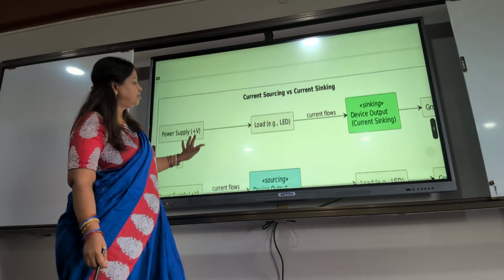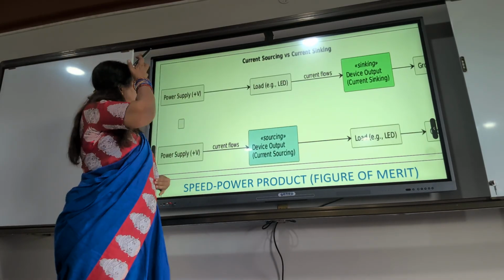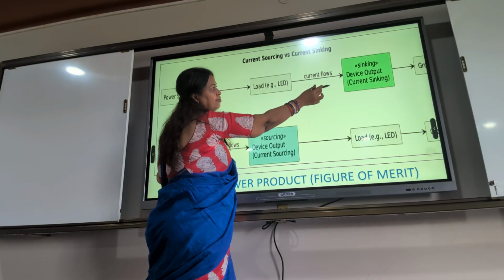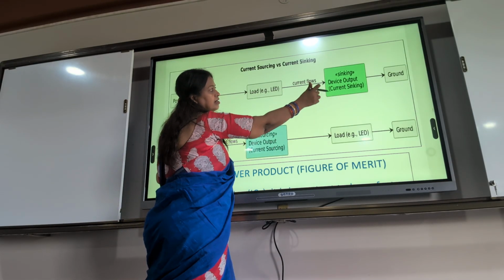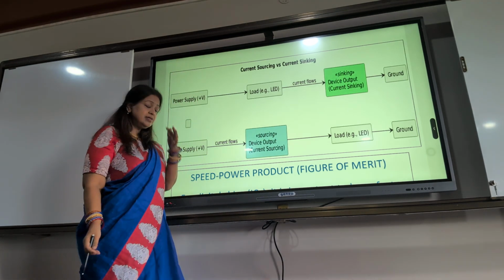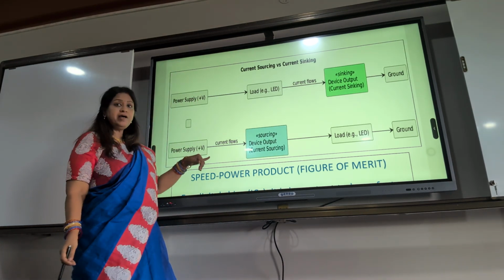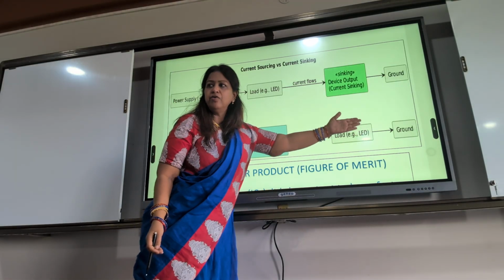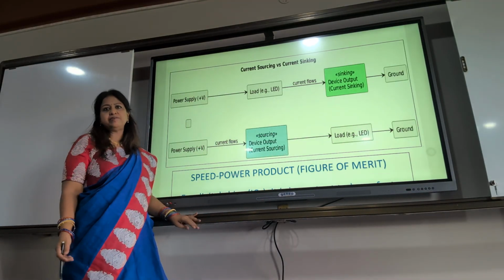So this is what is shown here. Power supply to the load, current flows into the device, then to the ground, is called as current sinking. Power supply, current flows into the device, then to the load and to the ground, is called as current source. Okay.